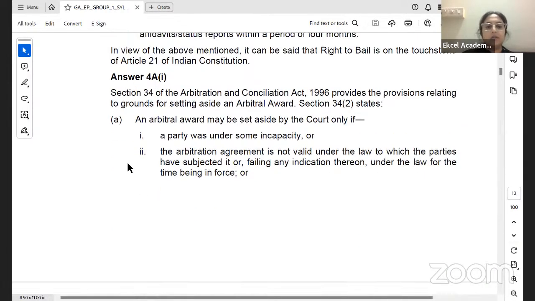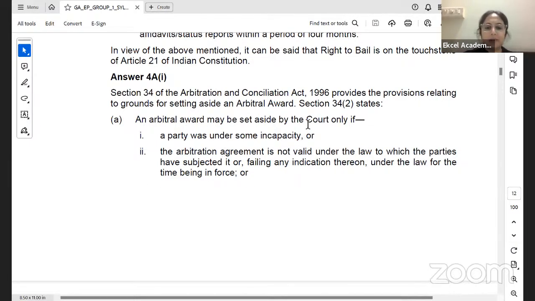Okay, 4A1. Section 34 provides the provisions relating to grounds for setting aside of an arbitral award. See, there is a provision that if an arbitral award has been passed, that itself is not final. If you can prove any of the following given circumstances, then you can set aside. That means the arbitral award can be made invalid and the court will give a different judgment. So if you are not happy with the decision of a court, you can go on and appeal. In the same manner, an award can be set aside. So those grounds, whatever is given in your book, if you write that much, that is sufficient.